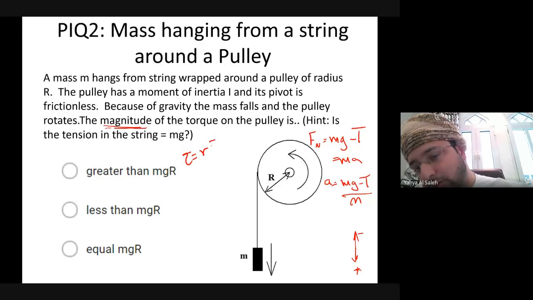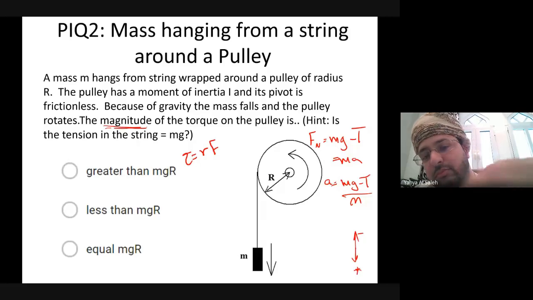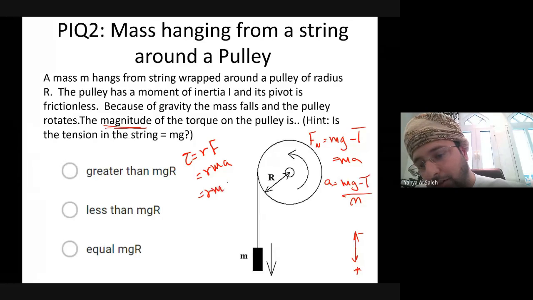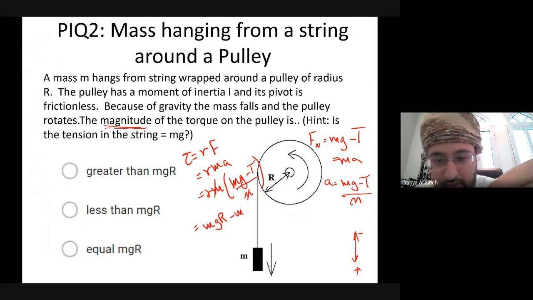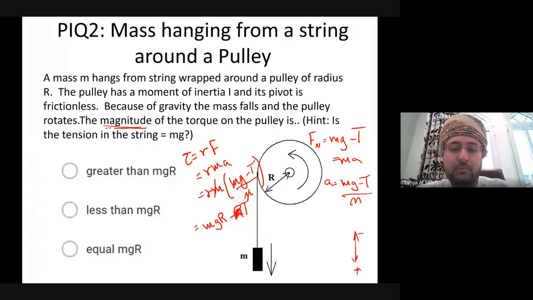Torque equals r F, which is r m a, which is r m times (mg minus T) over m. The m and m cancel out. We have mgr minus rT, which means it is less than mgr.